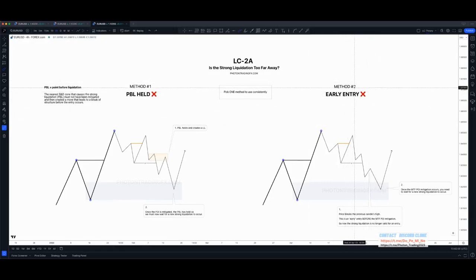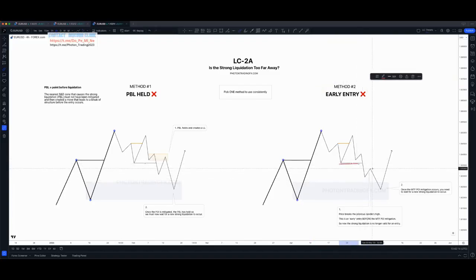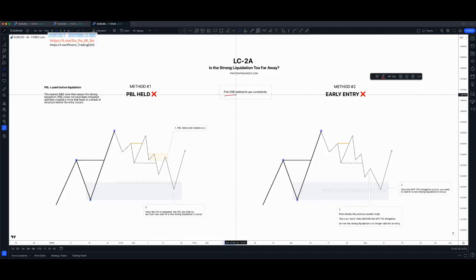In this lesson, we're calling it the early entry method, the early entry invalidation method, whatever. And basically, once you get the strong liquidation, if it gives an early entry here before we get our POI mitigation, then this liquidation is invalidated and you need to see a new one form. Okay? So again, you pick one. You do not use both. Pick one and stick to it consistently.